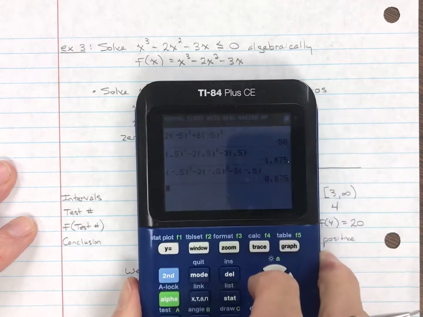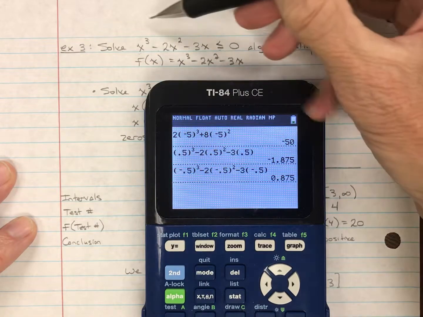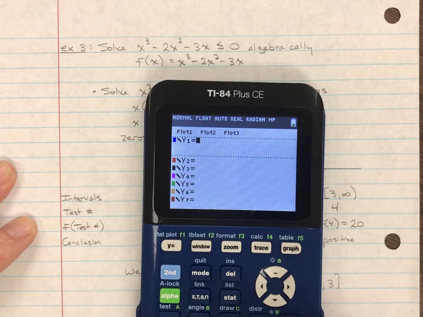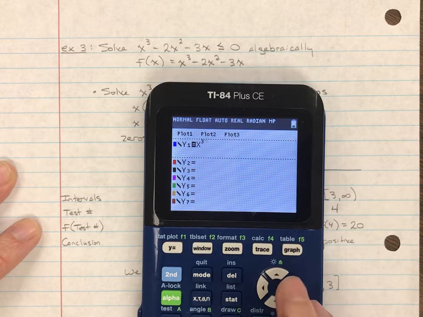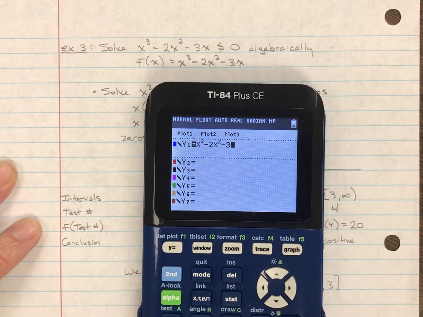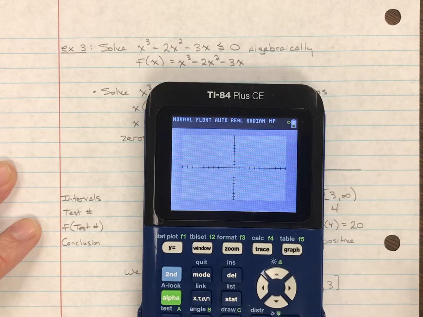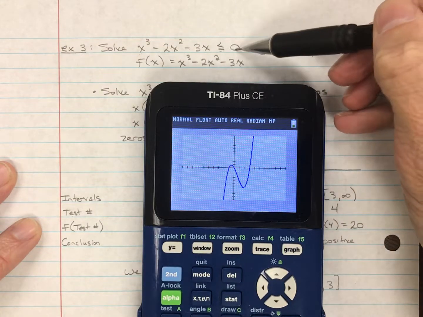Okay, let's graph it and see if we're correct. So again, I'm right up here at the top. I'm going to graph that. Y equals, let's clear this one out of here. It's a third degree: x to the third, minus 2x squared, minus 3x. Let's go to zoom. I'll do my standard window again. And there you go.